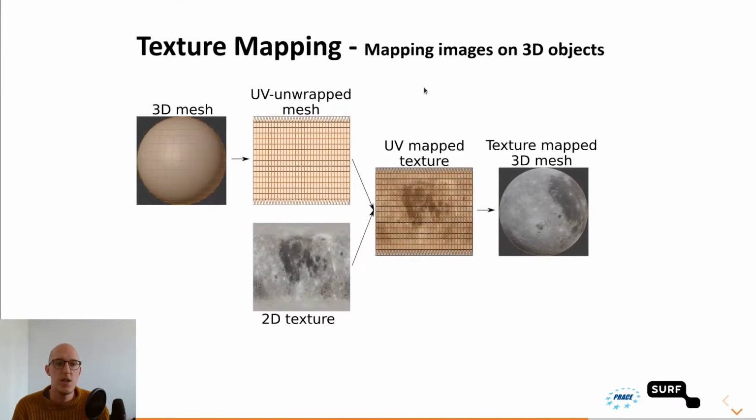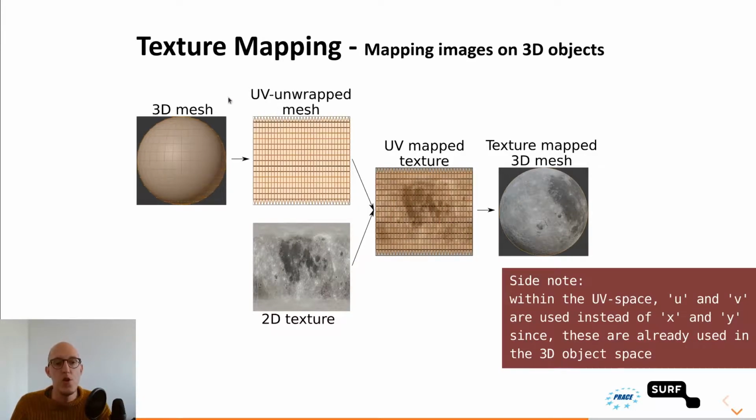So the next part is texture mapping, which is mapping images on a 3D object. And the usual way that this is done is with this simple pipeline. First, you need a 3D mesh to map your image on, and then you UV unwrap this mesh into a 2D space called the UV space. And how this unwrapping is done, I will tell you in the next slide.